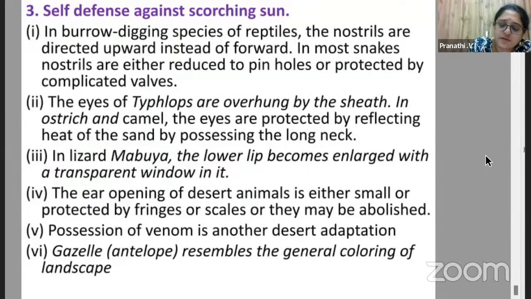And possession of venom is for self-defense, and almost all the desert snakes and spiders have poisonous venom within themselves. And the protective adaptations are again such as a slippery surface, having horns, spines. Some of them have an unpleasant odor around them. They have hard shells, and autotomy, that is self-amputation. Almost every lizard has this particular adaptation.